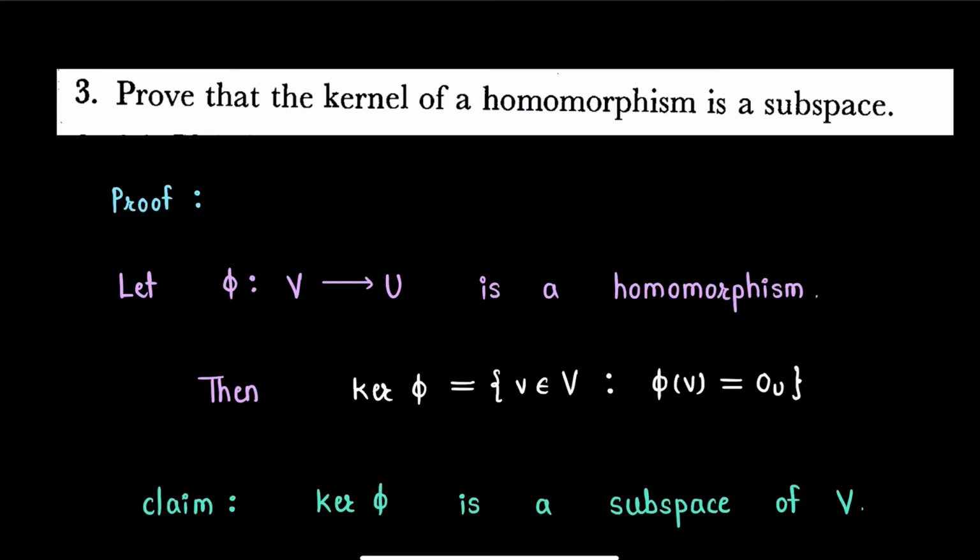Hello friends, in this video I am going to solve an exercise question from the book Topics in Algebra, from the chapter Vector Spaces and Modules. The question is: prove that the kernel of a homomorphism is a subspace. Before proving this result, firstly we will recall some important definitions related to our proof.